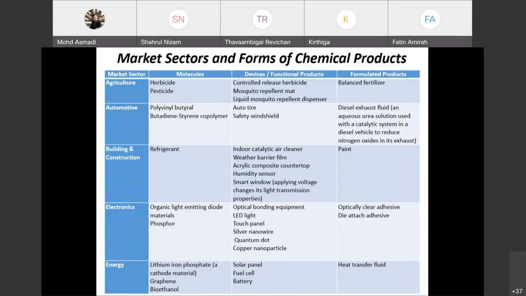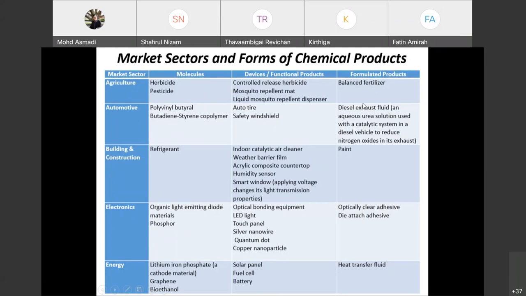So this is the market sectors and form of the chemical product. For agriculture, in terms of molecules, it is herbicide and pesticide. The device is a functional product to control or release herbicide, but the formulated product is a balanced fertilizer. So this is the type of products in terms of device and functional, and also formulated.